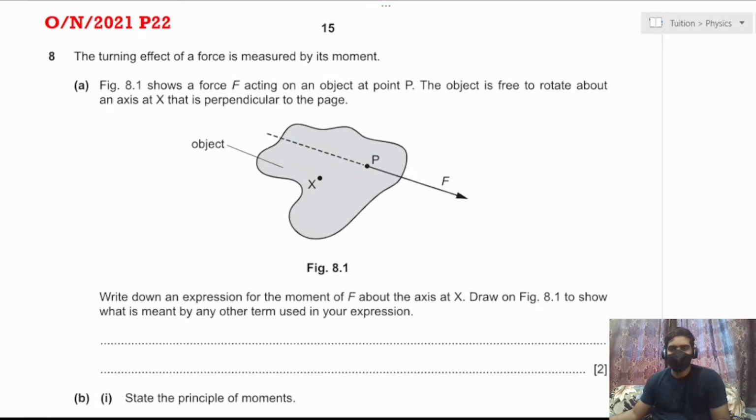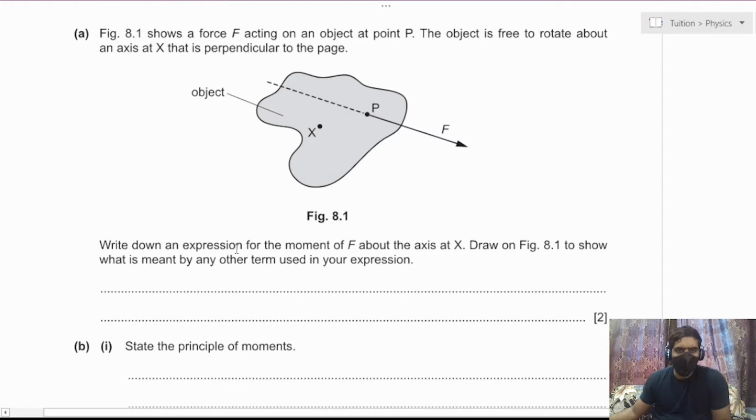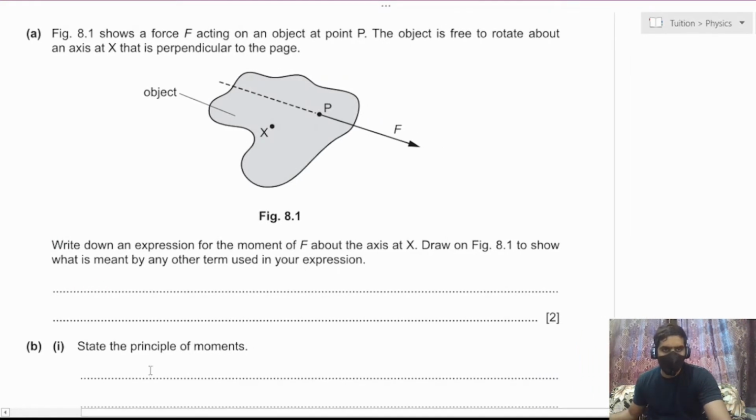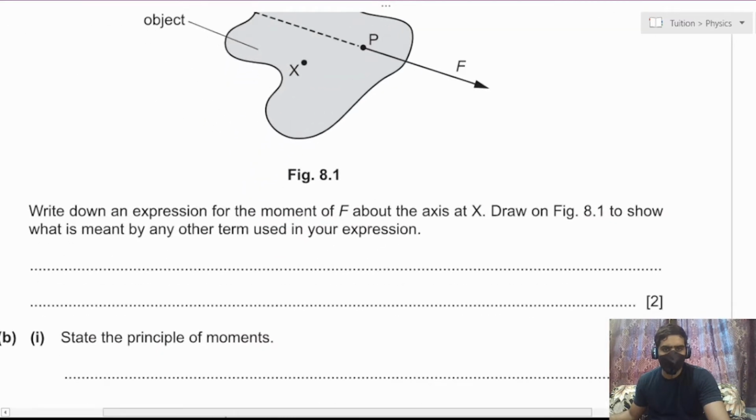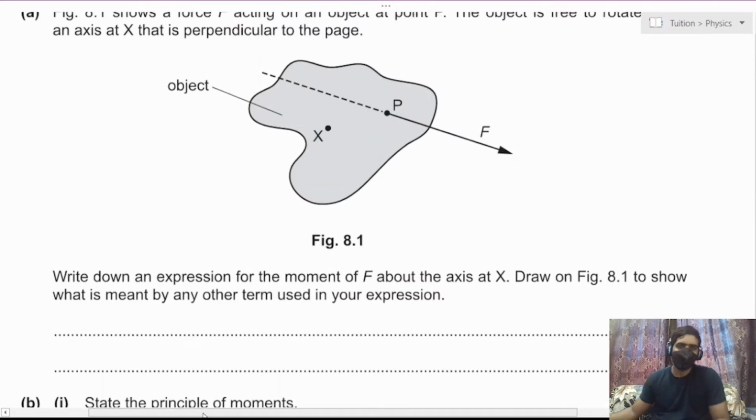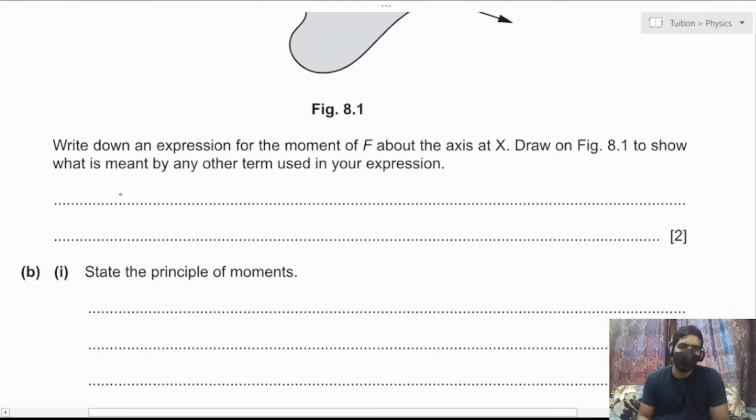So here's the first question. Turning effect of a force is made by its moment. Okay, they have given some information. Let's move to the question itself. Write down an expression for the moment of F about the axis at X. Right, the expression, like I said, the formula is moment equals force into perpendicular distance or displacement.